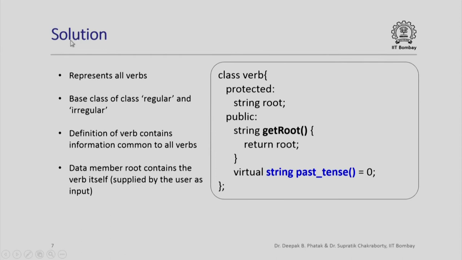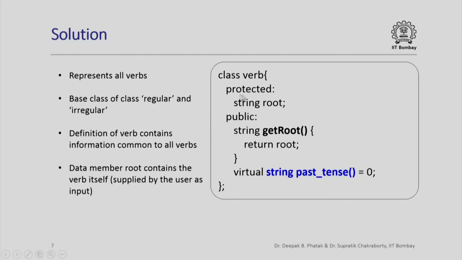So, as a programming solution, we are going to have a class verb, which is going to represent all verbs. But as we just saw in the last slide, it doesn't make sense to just talk about a verb. We are going to talk about regular verbs or irregular verbs for purposes of generating past tense. So while we are going to have this class verb, it would be good to have this as an abstract class. We don't really want to instantiate an object of the class verb. This is meant to be the base class of a class of regular verbs and similarly a class of irregular verbs. And as you can see here, by declaring a pure virtual method in this class, I have basically rendered this class abstract.